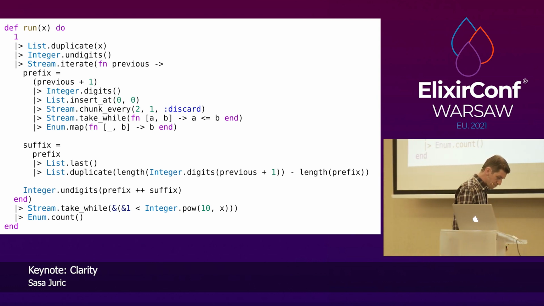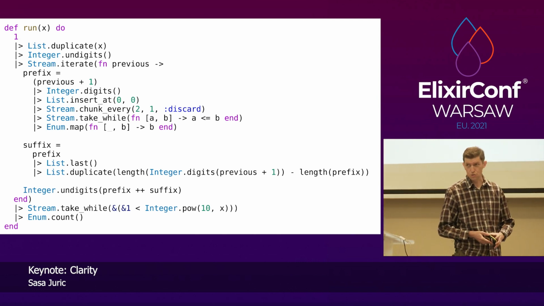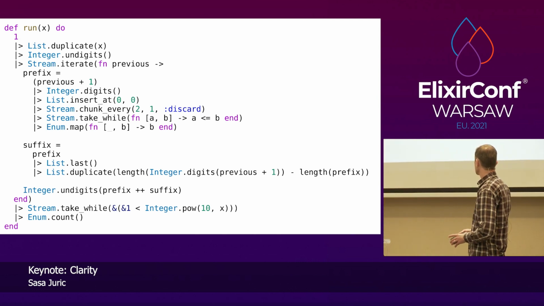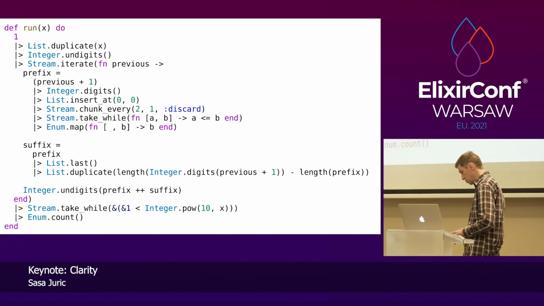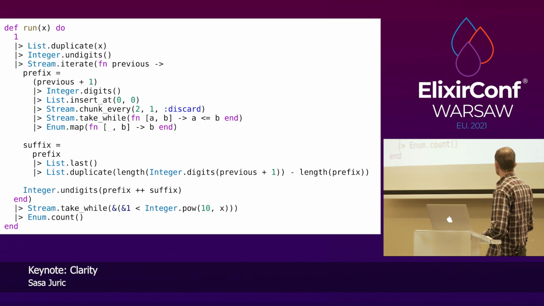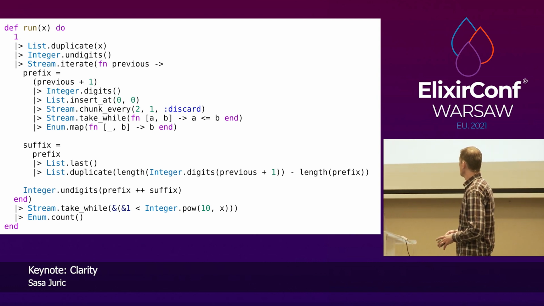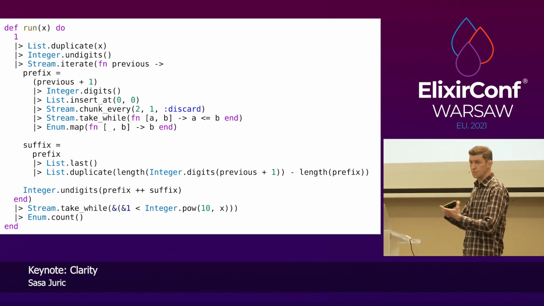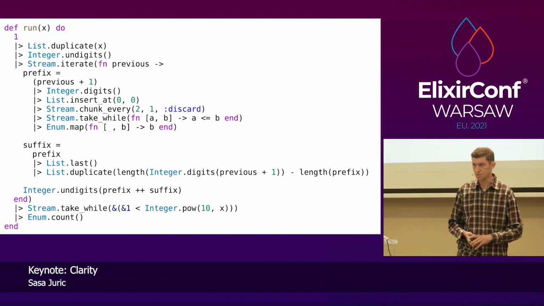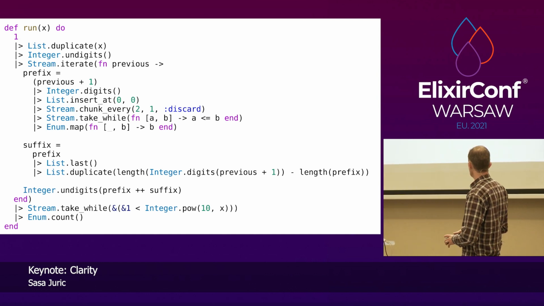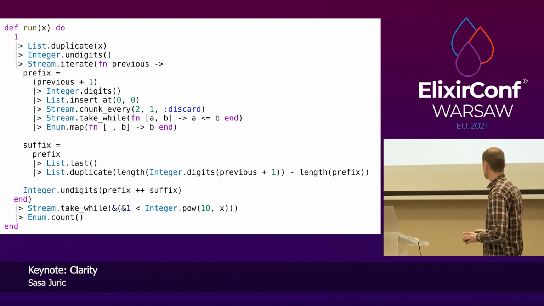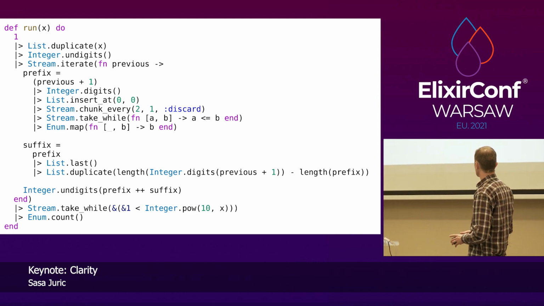And so let's see, we have this function run, which we have to figure out. It takes a single argument called x, and it starts by duplicating number 1 x times, and then it's going to convert this into an integer, and then it's going to produce some elements, right? This is what stream iterate does. The first element is this number we just computed, and then every other element is somehow computed based on the previous one. That's stream iterate in a nutshell. And so how do we compute the next element?